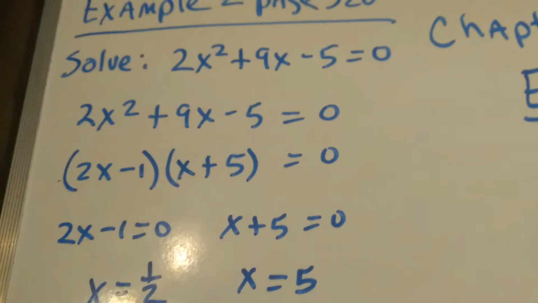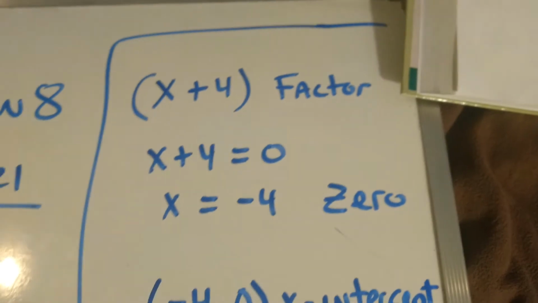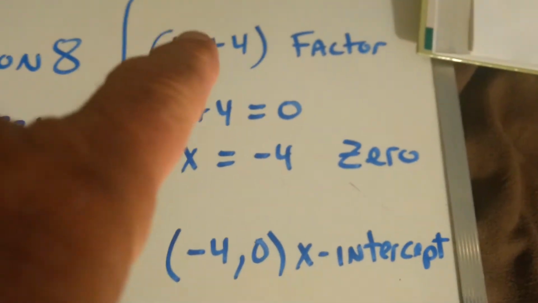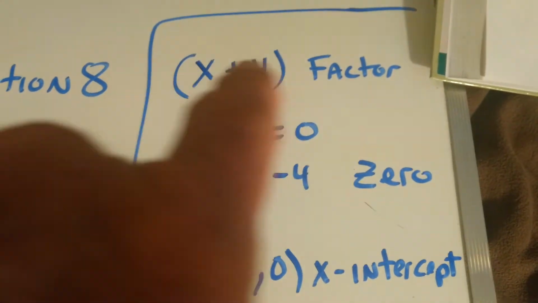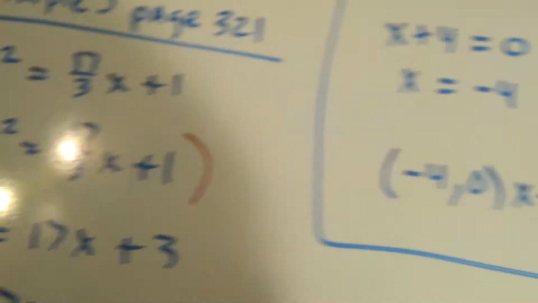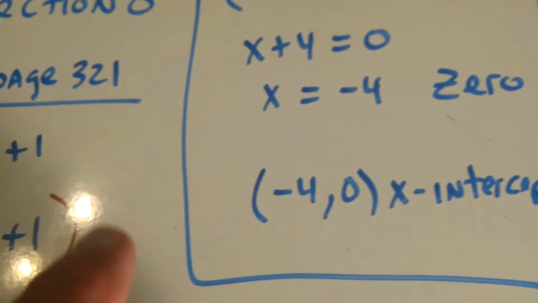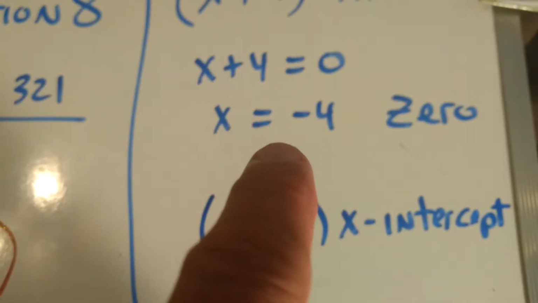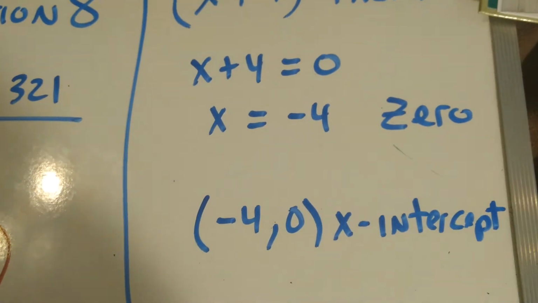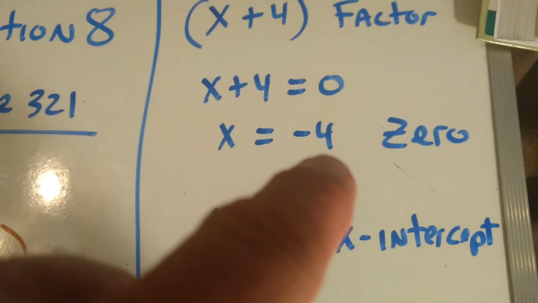Sorry, negative 5. One thing I want to make sure everybody understands is the relationship of what we call factors, zeros, and x-intercepts. If I have a factor x plus 4, because it's x plus 4 and it is attached to each other, it's called a factor. See over here, 2x minus 1 is a factor. x plus 5 is a factor. If I take that factor and set it equal to 0 and solve, then what I get for x is called my zero. A lot of times you'll see directions say solve for the zeros. This is what they're talking about.